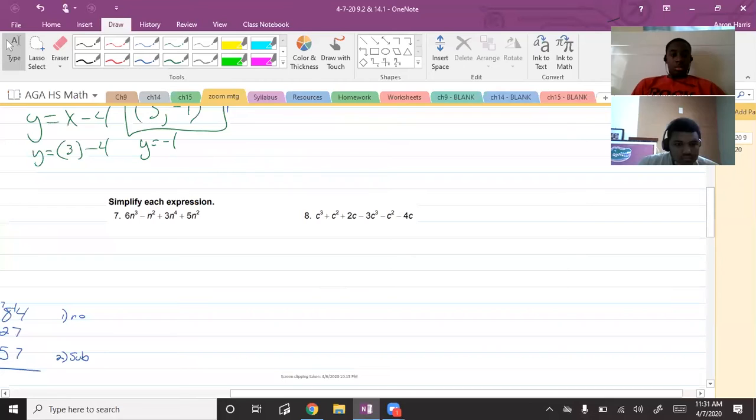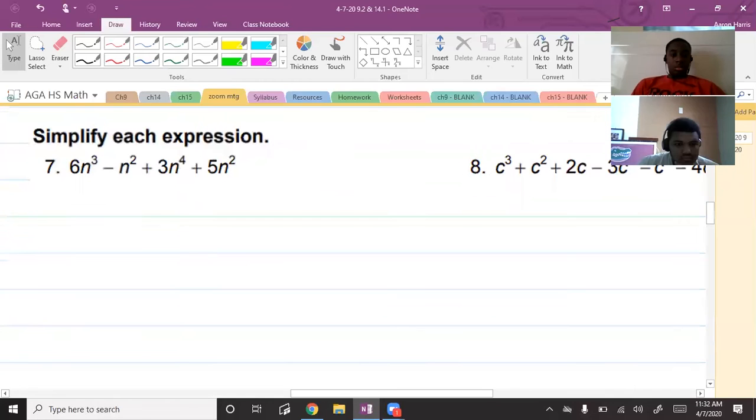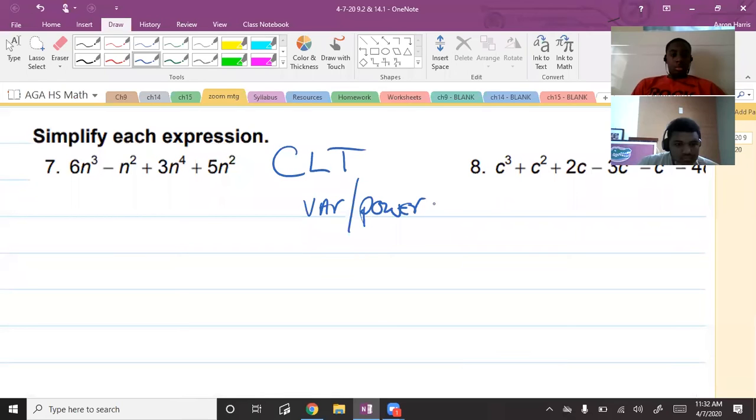So here we go. Simplify each expression. I want to be able to simplify this expression, okay? Now, we are going to do something called combine like terms. What is very important about combining like terms? The variable needs to be the same and the power. Does that make sense? Did I say anything about the coefficients? No. So it's the variable and the power has to be the same. And remember, when we combine like terms right now, we are adding or subtracting them. So the variable is not going to change and the power is not going to change. We're just going to add or subtract the coefficients.